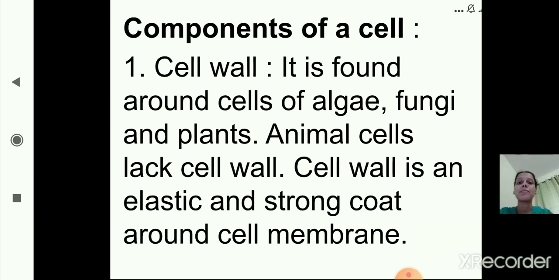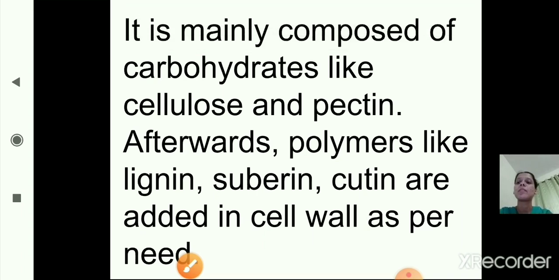Now, it is mainly composed of carbohydrates like cellulose and pectin. Afterwards, polymers like lignin, suberin and cutin are added in the cell wall as per need.